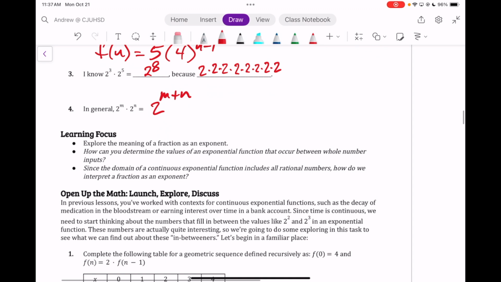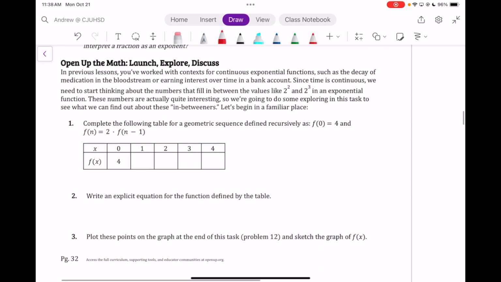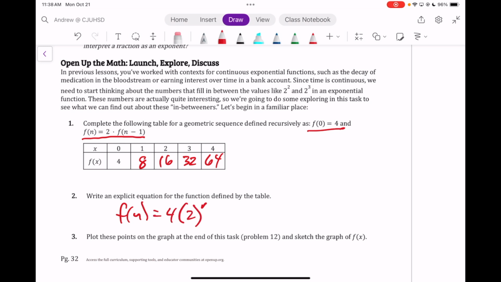Now, in our lesson today, we're going to take this function. Here it's given to us recursively. F of 0 is 4. And here is our recursive expression. So start with 4 and double. So to 8, to 16, to 32, to 64. That would be 4 times 2 to the n minus 1.